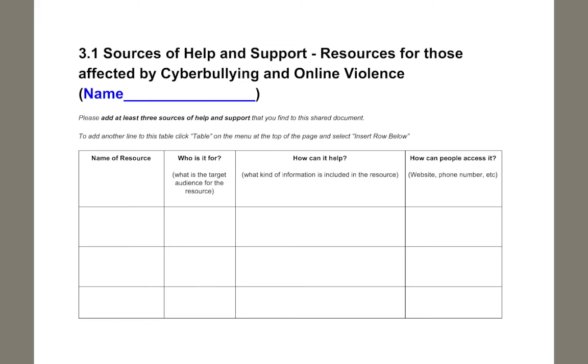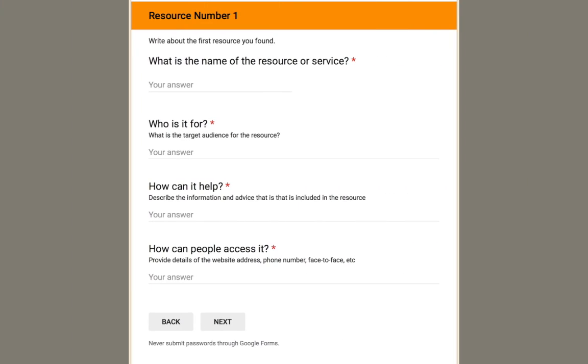So the solution that I came up with was to use a Google form, again, in the same way that I have for my reflective practice log. And this asks the learners who navigate to the form just using a short URL. It asks them to name the source of support, identify who it's for, how it can help, and how people can access it, and do this 3 times and then submit their form. So this worked really well.